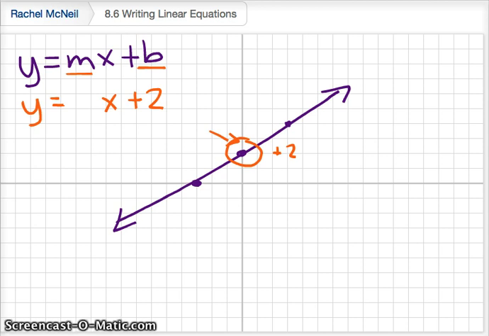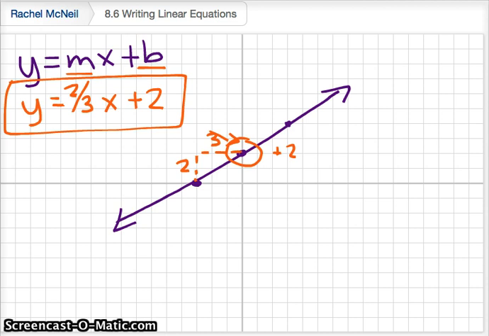Now I need to figure out what is the slope of this line. Well, I know that slope equals the rise over the run, so I'm going to see what the rise is. To get from one dot to the next on my line, I need to go up 2 and over 3. So that gives me a rise of 2 and a run of 3. Rise over run gives me a slope of 2/3. So I get y equals 2/3 x plus 2. So I have successfully written an equation for a line that was graphed.